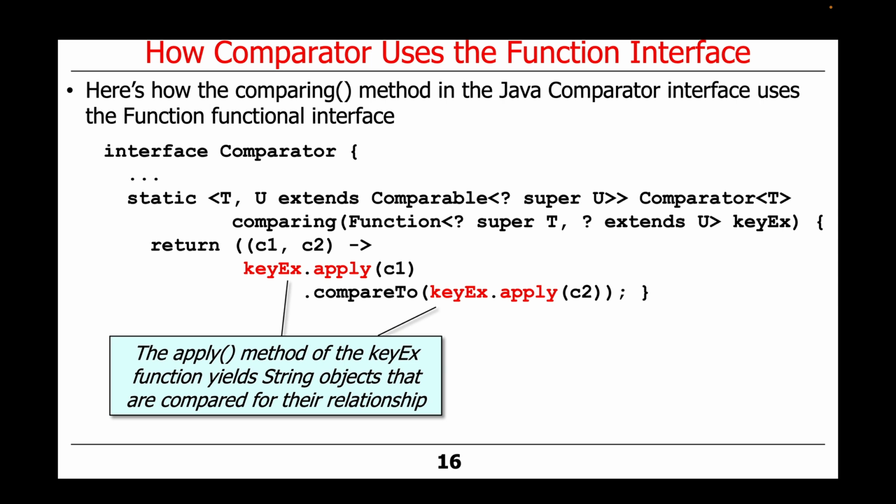The implementation here uses the function, which is keyEx, and calls its apply method. And the apply method will yield a string object that is then compared using the compareTo operator to determine the relationship between the two objects, in this case, the two threads. What compareTo does is return the value 0 if the two objects have equal values, for example, if it's Curly and Curly that we're dealing with. If the first object is lexicographically less than the second one, a value that's less than 0 will be returned. So that would be, for example, Curly compared to Moe. And then if it turns out that the first object is greater than the second object, which would be the case with, for example, Moe and Larry, it'll return a value greater than 0. So that's how we do the relationship comparisons using the comparing function.